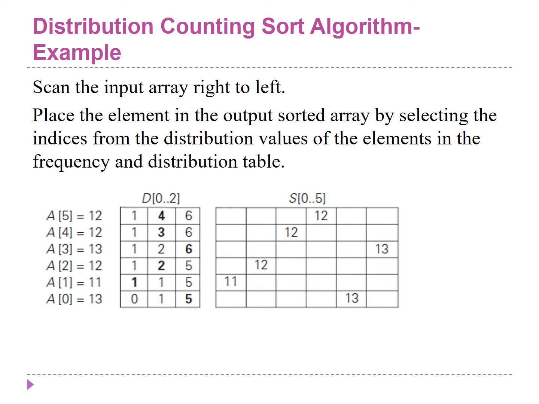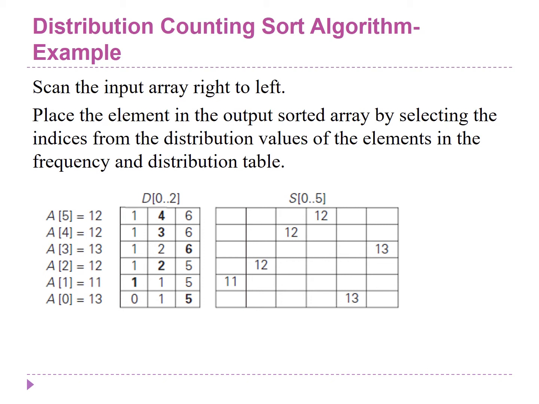Next element read is 12 and its distribution value is 2. 12 is placed at index 2 of the output array and its distribution value is reduced by 1. The next element read is 11, whose distribution value is 1, and 11 is placed at index 1 of the output array and its distribution value is reduced to 0.